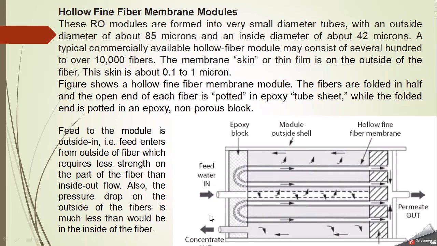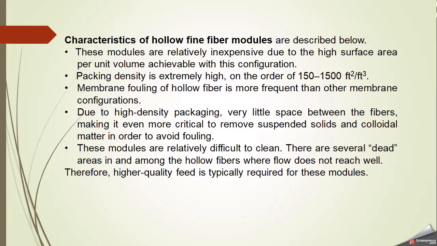What this means is, if we feed the water inside, then we require more pressure for the filtration, but when the water is fed outside of the fiber, after purification the water goes inside of these fibers and is collected on the other side as permeate. So the pressure drop on the outside of the fiber is much less than it would be on the inside of the fiber. Characteristics of these types of hollow fibers are described.